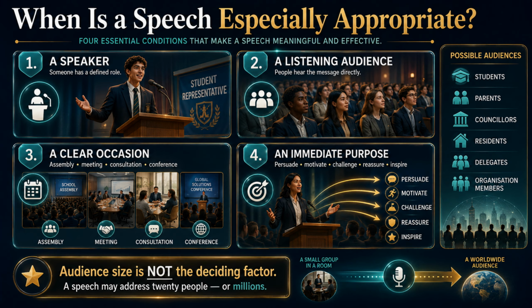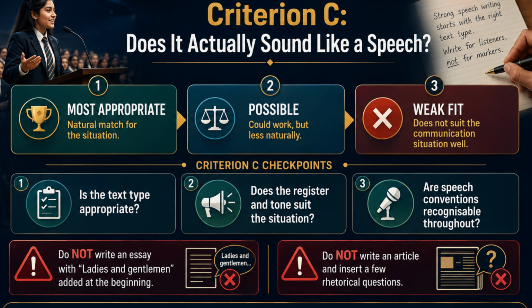Because the text is intended to be heard, it should establish a relationship with the audience, sound natural when spoken, and guide listeners clearly from one idea to the next. This is why text type choice matters so much for Criterion C. The mark scheme considers whether the text type is appropriate, whether the register and tone suit the situation, and whether the conventions of that text type are recognizable throughout the response. In other words, one option may be the most appropriate, another may be possible but less natural, and a third may simply not fit the communication situation very well.